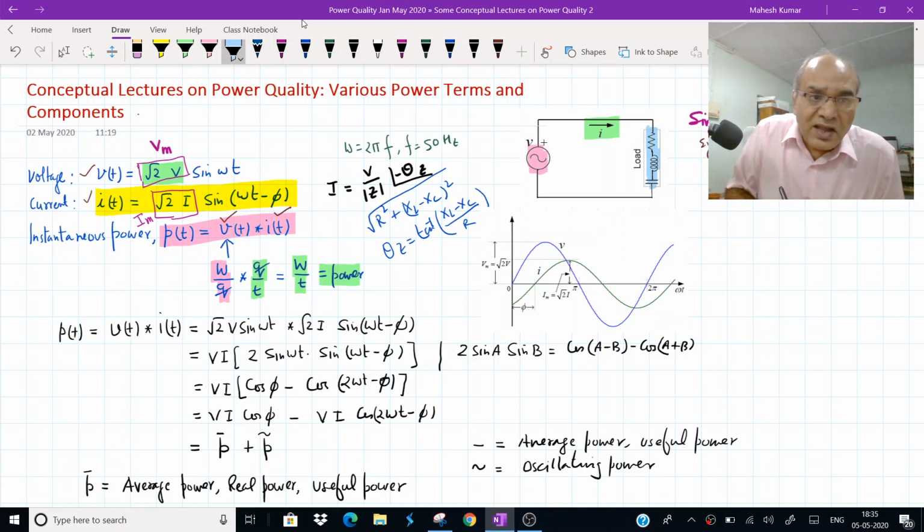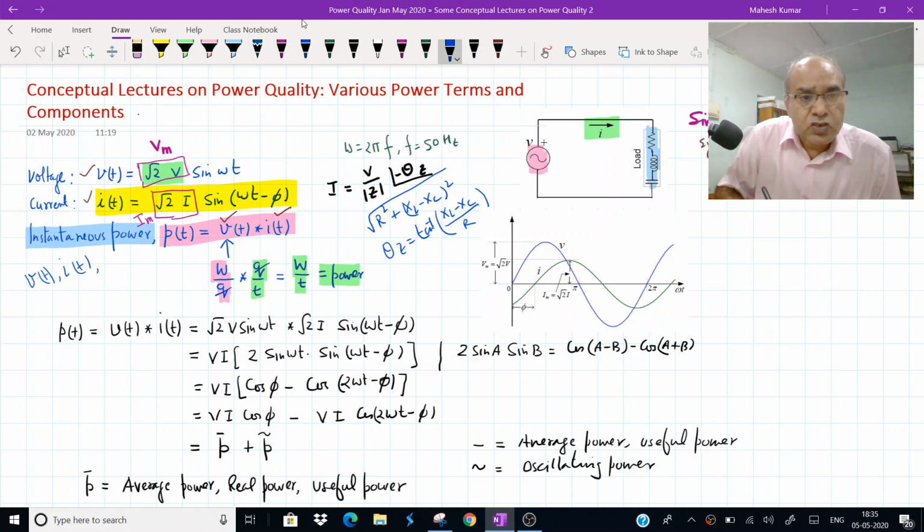Check the name, instantaneous power. Remember, all instantaneous quantities are denoted by a small letter. For example, small v, then small i, then small p. All these are instantaneous quantities and they are denoted by a small letter. This is very important to understand. Never use capital letters for the instantaneous quantities. This is standard notation in electrical engineering.